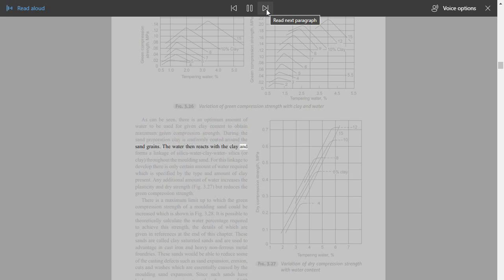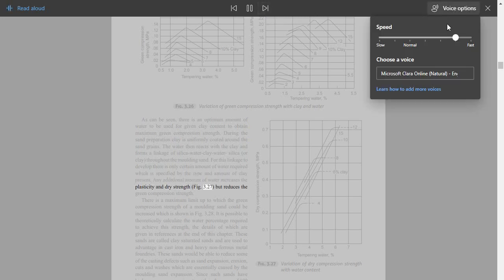The water then reacts with the clay and forms a linkage of silica-water-silica, or clay, throughout the molding sand. For this linkage to develop, only a certain amount of water is required, which is specified by the type and amount of clay present. Any additional amount of water increases the plasticity and dry strength, Fig. 3.27, but reduces the green compression strength.